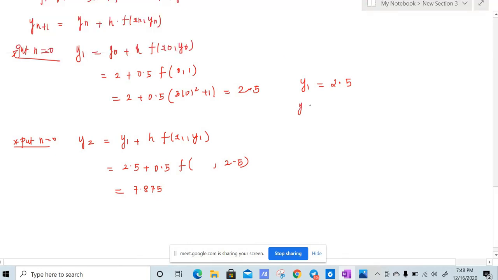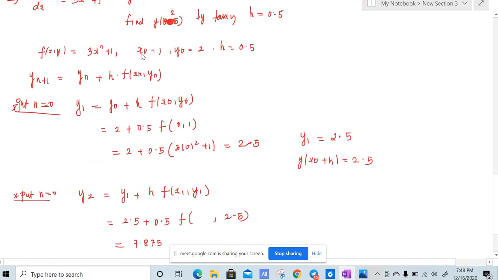So it will be y of x0 plus h is equal to 2.5. Your x0 is 1, right? It is given that x0 is 1. So I substitute h = 0.5. So this will be y of 1 plus 0.5 is equal to 2.5. That means y of 1.5 is equal to 2.5. So this will be our x1, and this will be our y1.